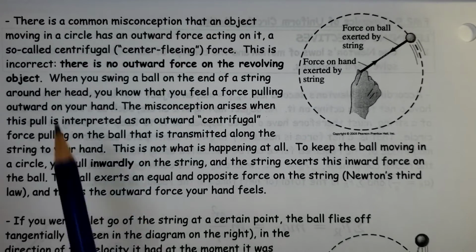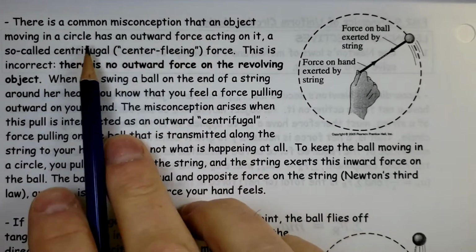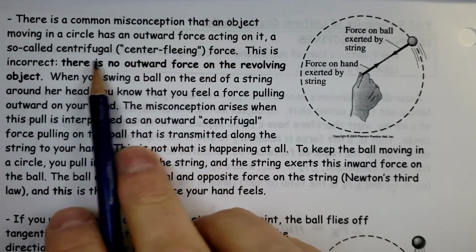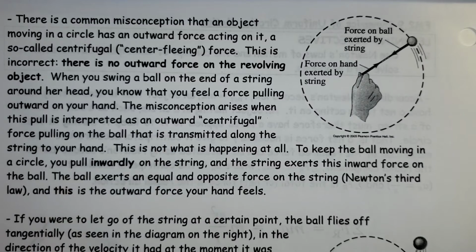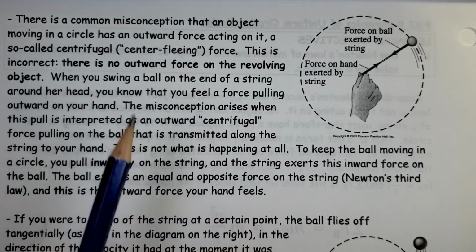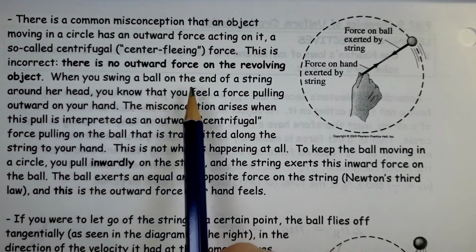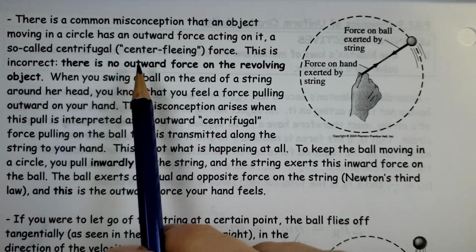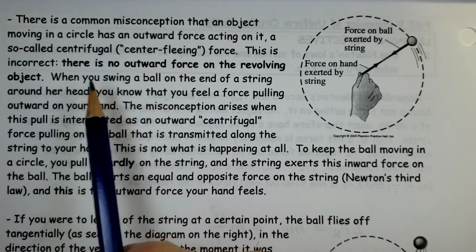Okay, if we look at the next page, there's a common misconception that an object moving in a circle has an outward force, a center-fleeing force, which is sometimes referred to as centrifugal. This is incorrect, however. There is no outward force on a revolving object. The term is often misrepresented, too.